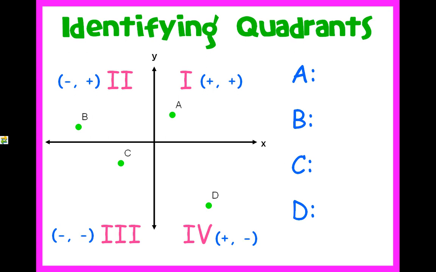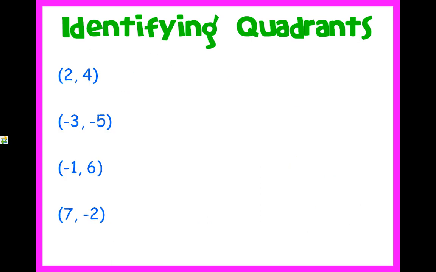So let's identify, even though we have talked about these. Point A, what quadrant is it in? 1. B is in 2. C is in 3. And D is in 4. Okay, now looking at these, remember I said that if you just know those positive, negative, negative, positive, you can identify where this point will be located by just looking at the numbers. You won't even have to draw it.